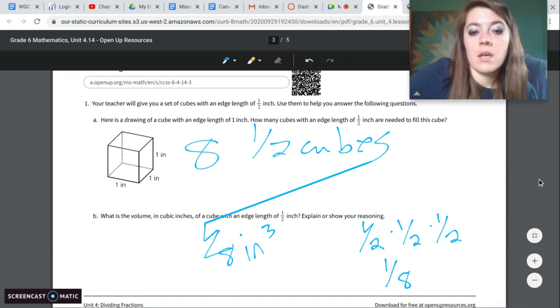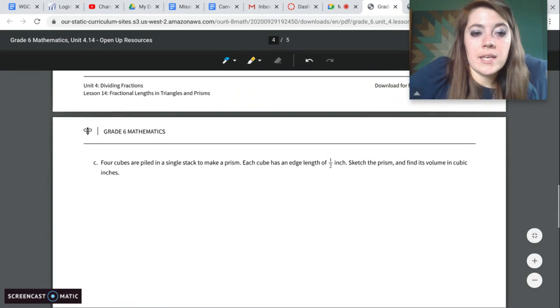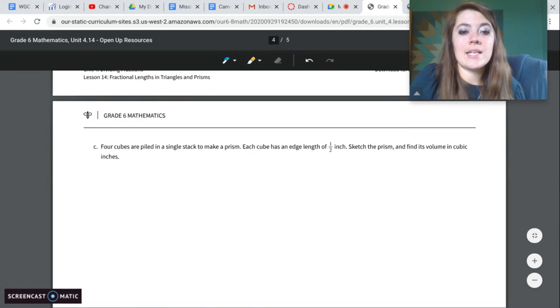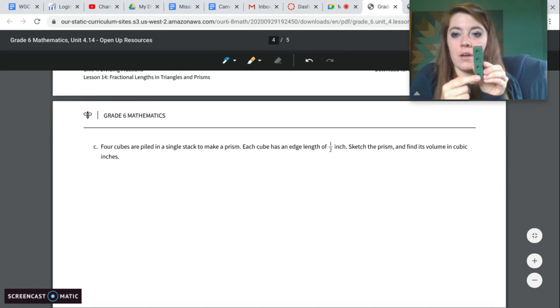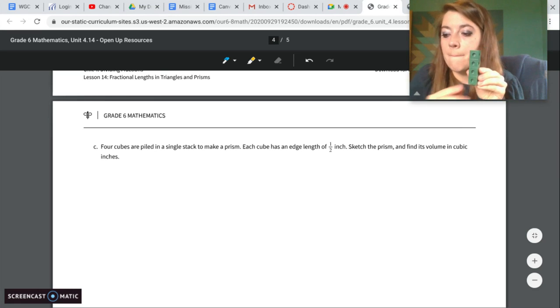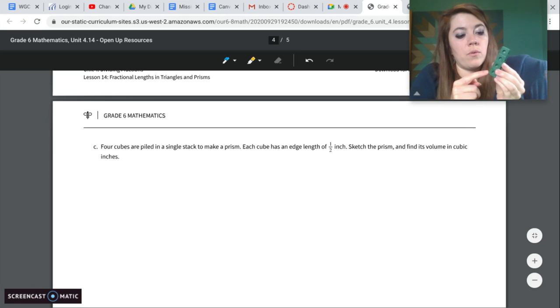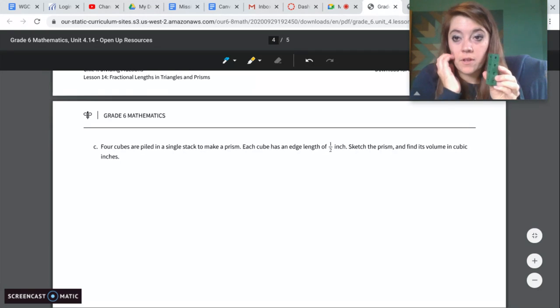these dimensions. So this next part here, 4 cubes are piled in a single stack to make a prism. Each cube has an edge length of a 1/2. Find the volume in cubic inches. So if each of these are a 1/2, we've got a 1/2 by, there's 1 inch, there's 2 inch, so by 2, by a half.